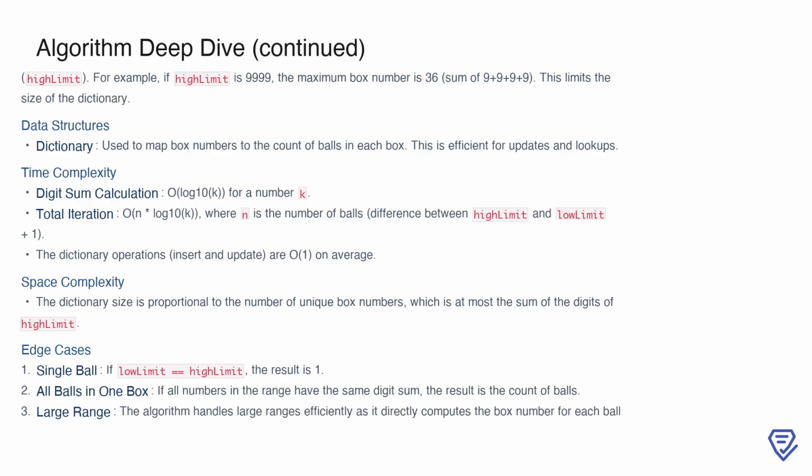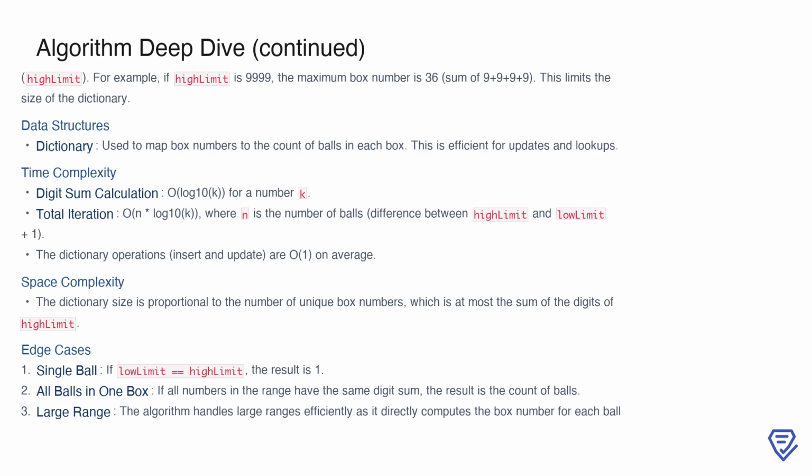The dictionary serves as the core data structure, mapping box numbers to their respective ball counts and allowing both updates and lookups in constant time on average. In terms of time complexity, calculating the digit sum for a single number takes O(log10 k), where k is the number itself. Since we process all numbers in the range from low limit to high limit, the total complexity is O(n * log10 k), where n is the number of balls.